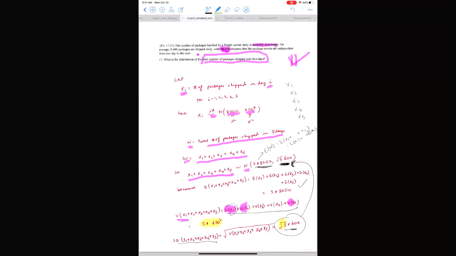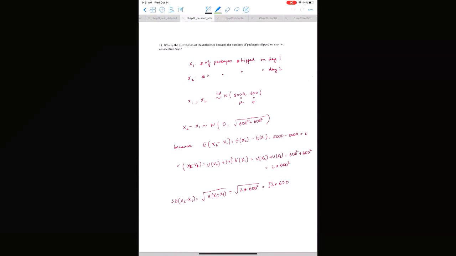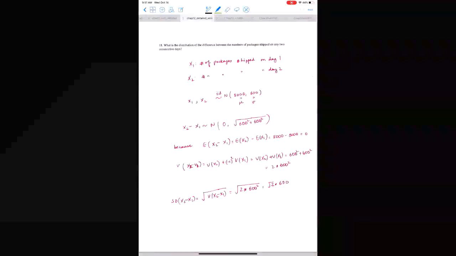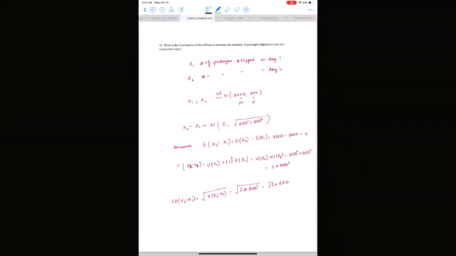Okay, great. So now, what do I have next? Next question, once again, this deals with IID random variables. What is the distribution of the difference between the number of packages shipped on any 2 consecutive days? The difference between the number of packages. X1 is the number of packages on day 1. X2 is the number of packages on day 2. I'm interested in the difference of the two. You can write that as either x1 minus x2 or x2 minus x1. It will not make any difference because the 2 random variables are IID. So this is what I have.